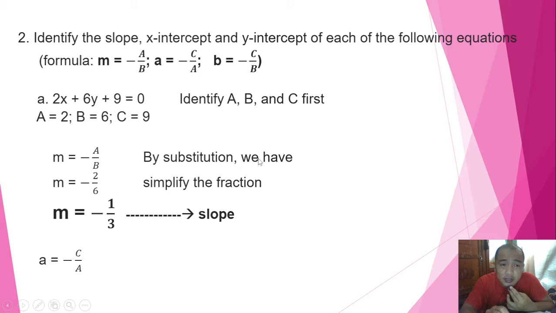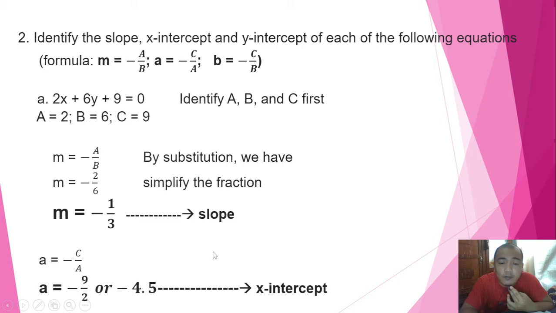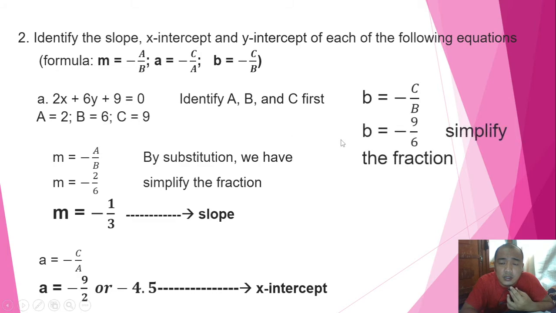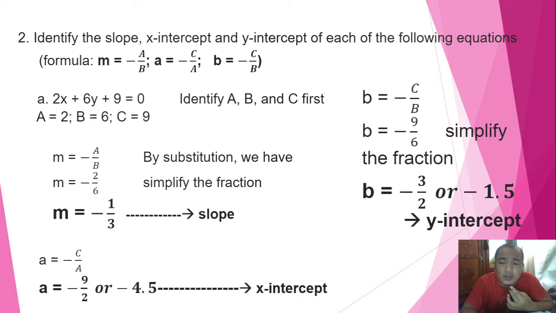How about for x-intercept? Formula is negative c over a. So substitute, negative 9 over 2 is negative 4.5. So the x-intercept is negative 4.5, or negative 4.5, 0 in coordinates. So how about for y-intercept? Negative c over b. So negative 9 over 6. Simplify, negative 3 halves or negative 1.5 is the y-intercept of the equation 2x plus 6y plus 9 equals 0.